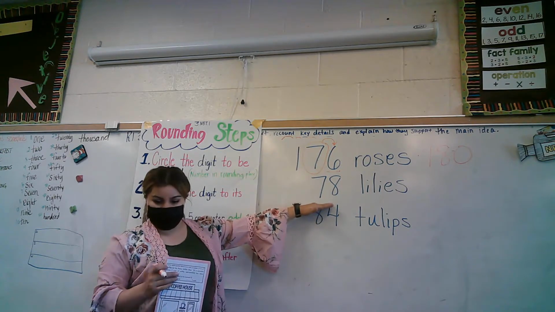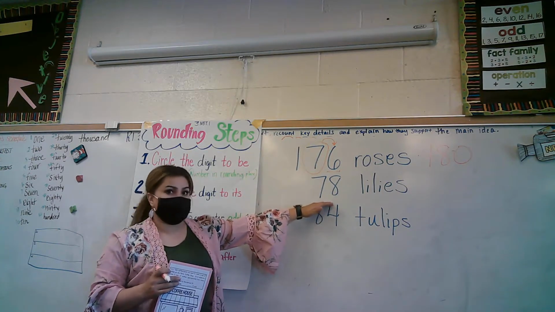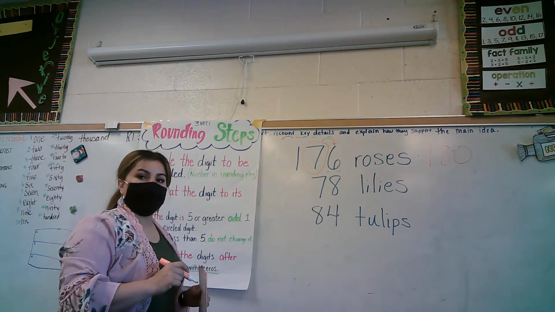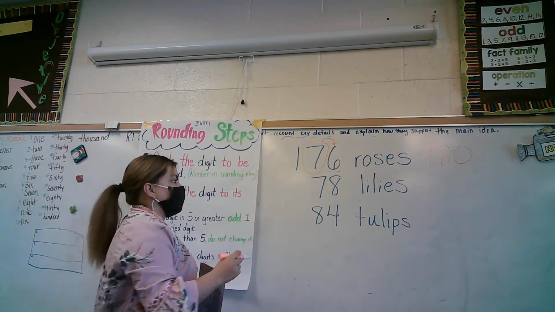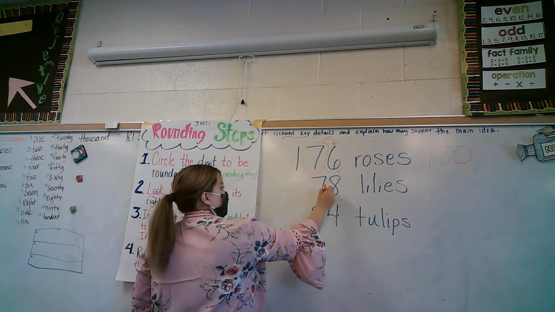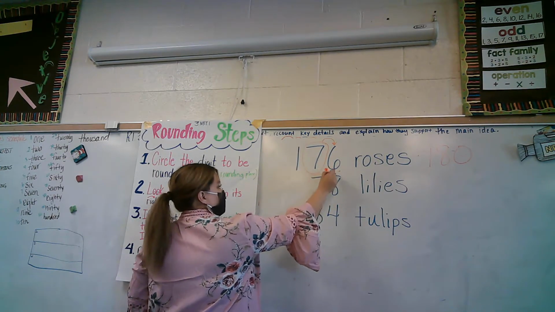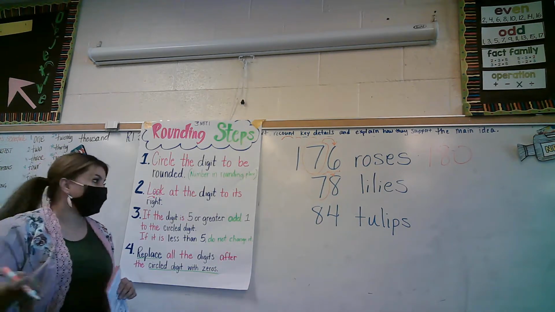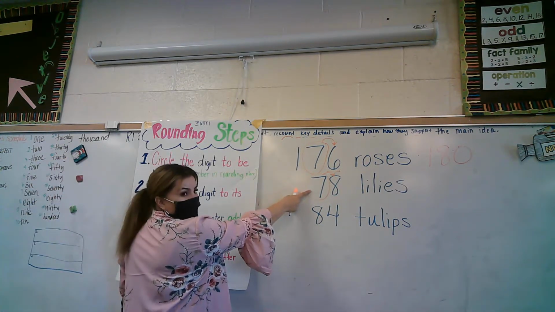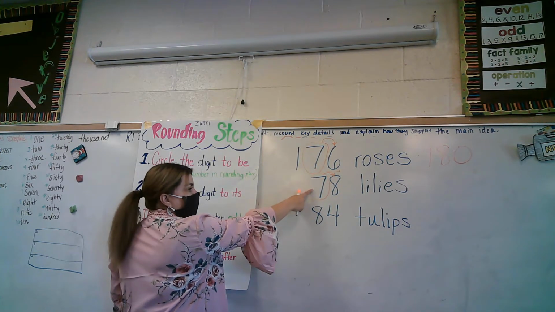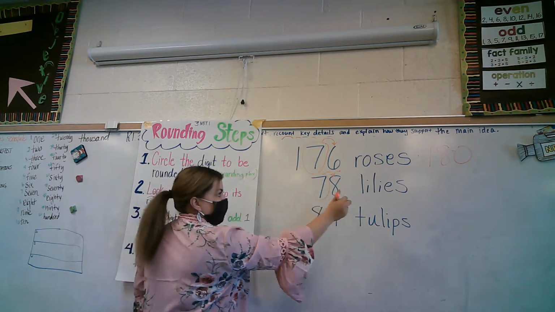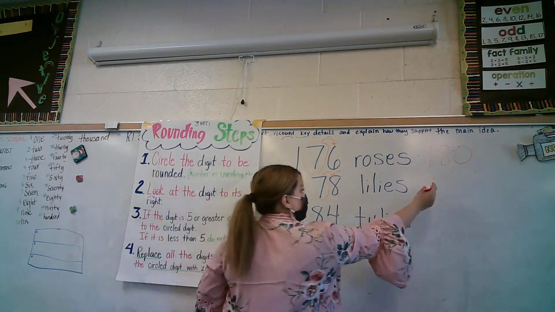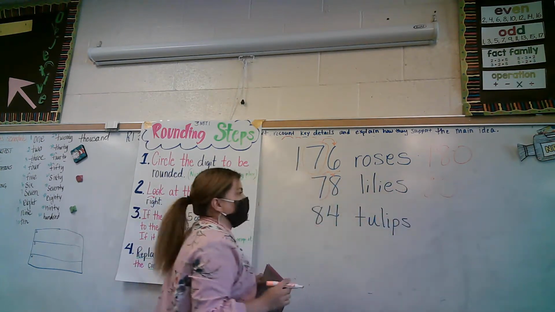Let's do 78. What digit is in the tens place? The 7. Okay, I'm going to look to the right of it. Is 8 greater than 5 or less than 5? Greater. So I add what to this? 1. A 1, so it becomes 8. And what does this become? 0. A 0. Good. So 80.